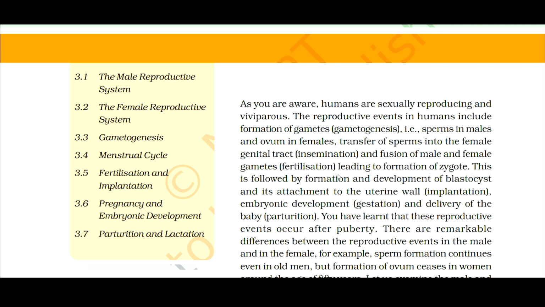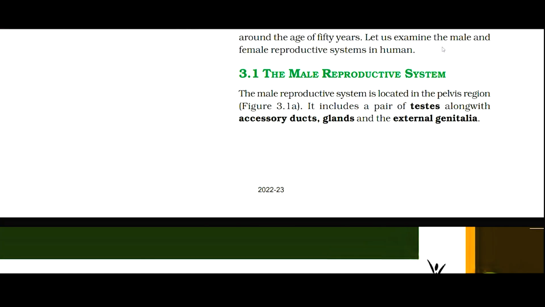This is followed by formation and development of blastocyst and its attachment to the uterine wall, which is implantation, embryonic development, which is gestation, and delivery of the baby, which is parturition. You have learned that these reproductive events occur after puberty. There are remarkable differences between the reproductive events in the male and in the female. For example, sperm formation continues even in old men, but formation of ovum ceases in women around the age of 50 years. Let us examine the male and female reproductive systems in human.